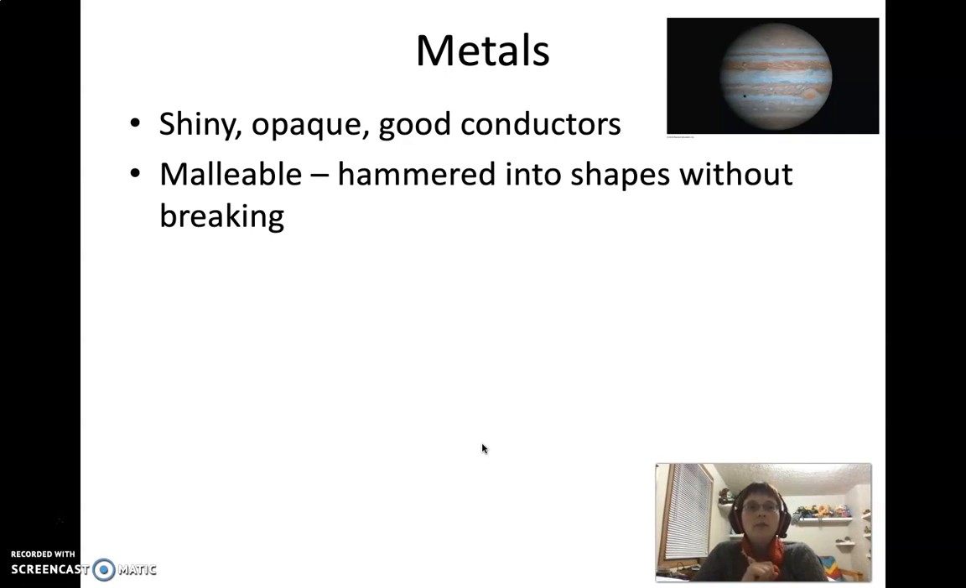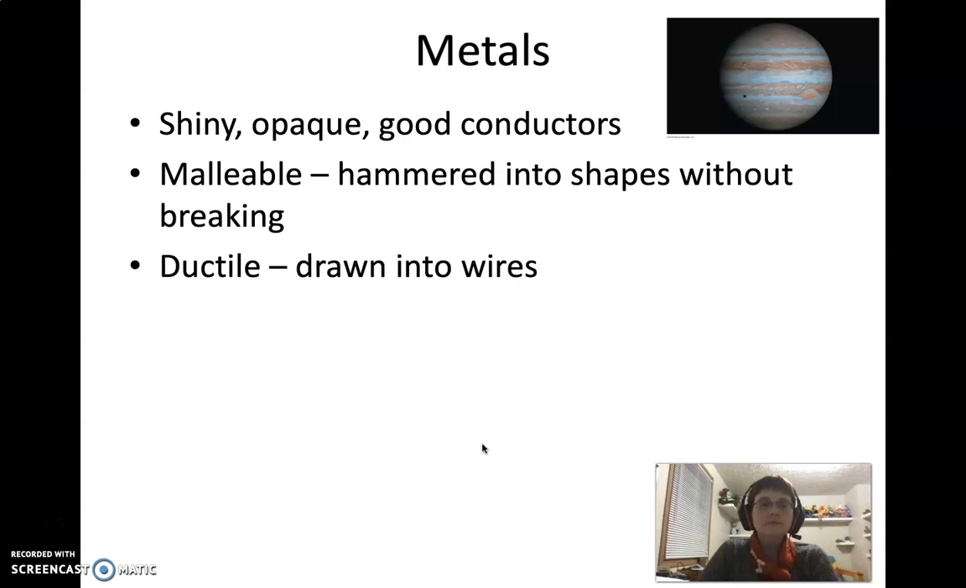They all have the property of being malleable. What that means is that we can hammer them into new shapes without breaking them. And so you're probably familiar with blacksmiths making tools, or us forging things into knives and so forth. We can take these metals and make them into new shapes without damaging them.